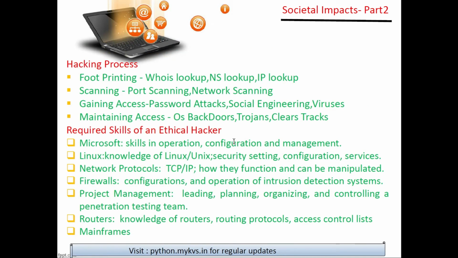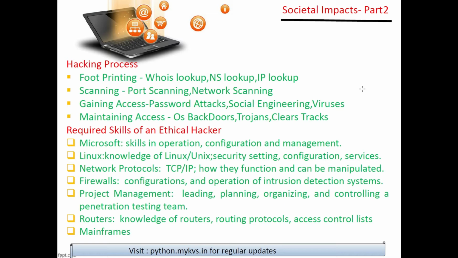All right. Now the hacking process can be carried out in the following steps, which have been shown here. What are the things? Footprinting. What is footprinting? Whois lookup, NS lookup, IP lookup, all these things. Okay, and network security lookup. IP lookup means internet protocol address lookup, because we know that each message is identified by its IP address.